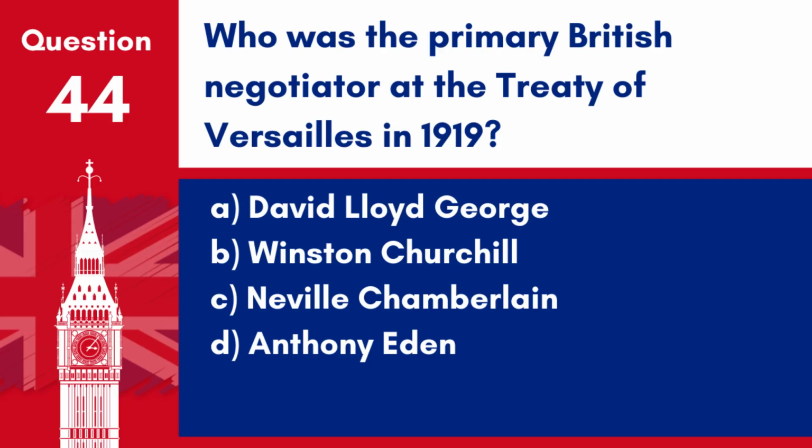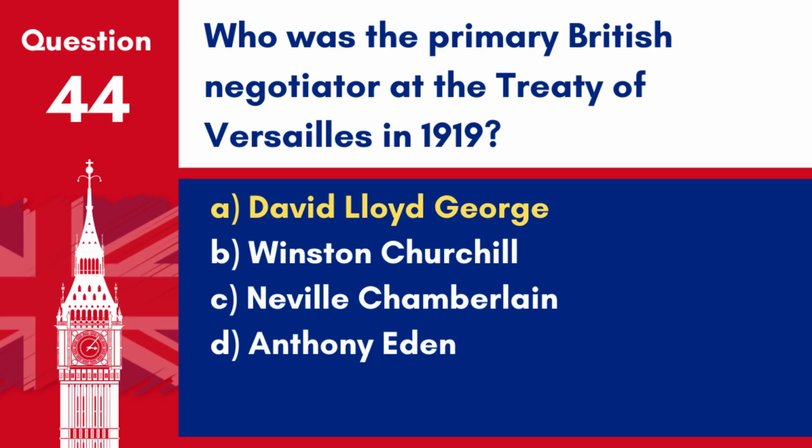Question 44. Who was the primary British negotiator at the Treaty of Versailles in 1919? A. David Lloyd George. B. Winston Churchill. C. Neville Chamberlain. D. Anthony Eden.